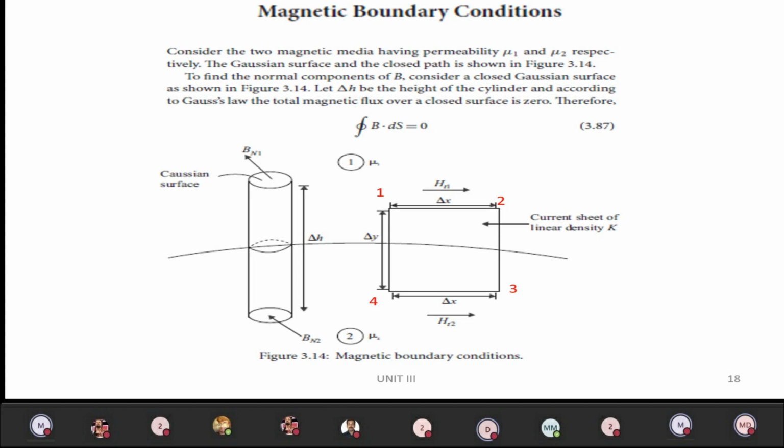So instead of D here you will have B, and instead of E you will have H. So here you have two magnetic materials: material 1 having permeability mu1 and material 2 having permeability mu2. For normal components we assume a Gaussian surface, and for tangential components we consider a closed path 1, 2, 3, 4. You can see it in the diagram clearly. HT1 and HT2 are the directions of movement.